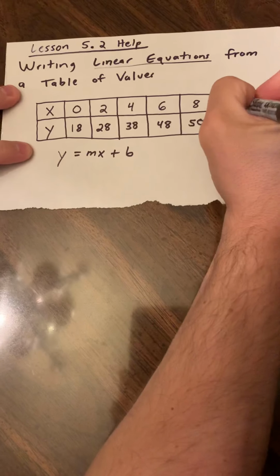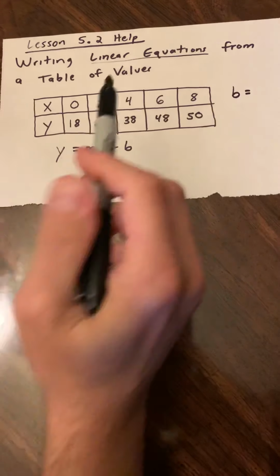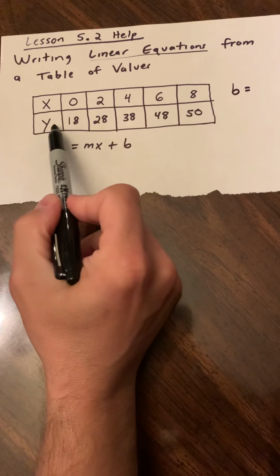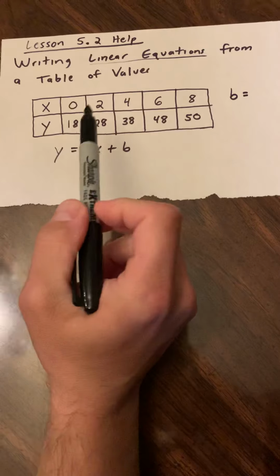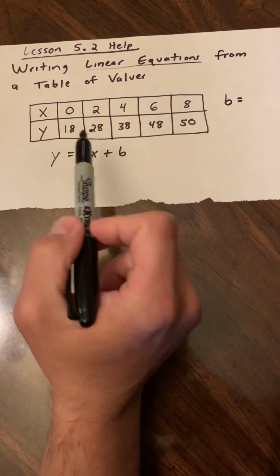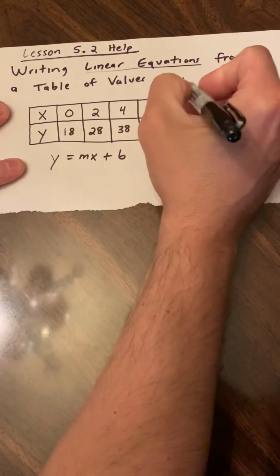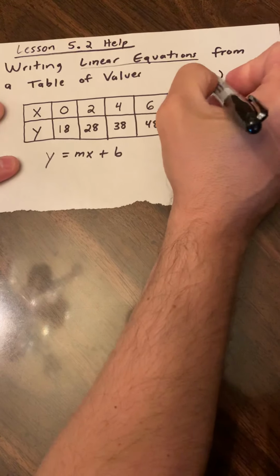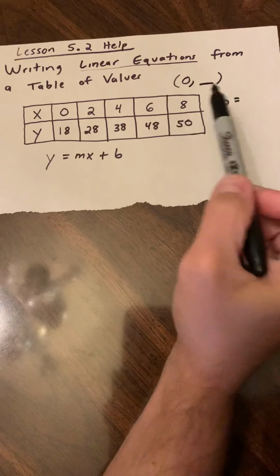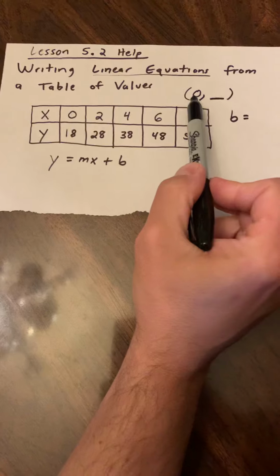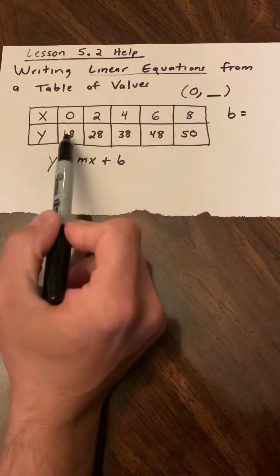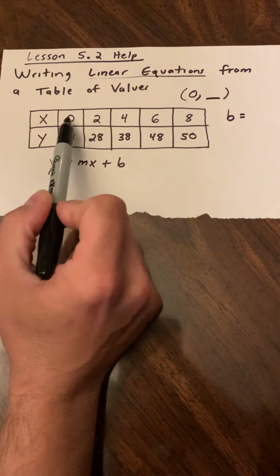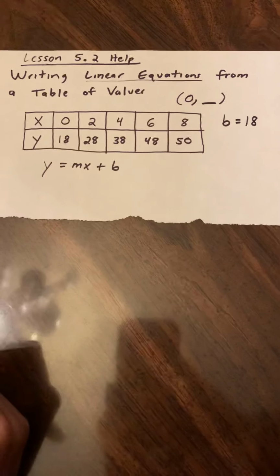So I'm going to put those over here. Our b value is the number in the y column that is paired with the x value of 0. Remember, the y-intercept is on the y-axis, so it always has to be x is 0, and whatever this number is, that is your y-intercept. We can clearly see right here, 18 is a y value, and it's paired with 0. So that is automatically our y-intercept.